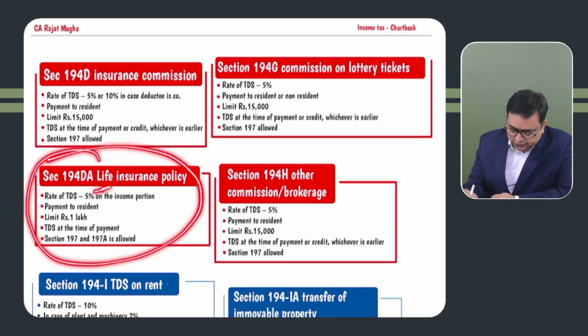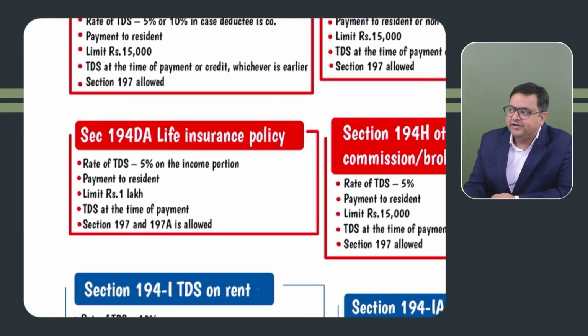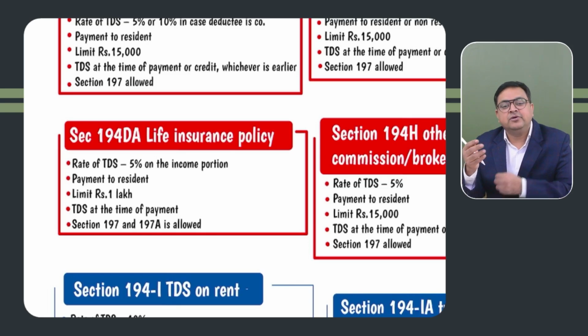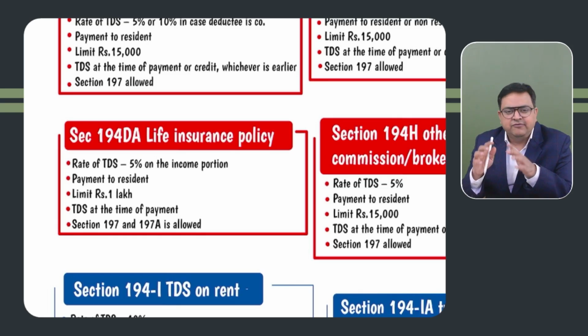194DA. This is also a bit important from examination point of view. 194DA. Whenever we will get life insurance policy amount on maturity. See, if life insurance policy amount which we are getting on maturity is exempt, then there will be no TDS. Got it? When it will be exempt, if it is not a high premium policy. We have already discussed what is a high premium policy. It depends on whether the percentage of the premium is more than 20%, 15%, or 10%, as the case may be. Generally 10%. So if it is a low premium policy, then there would be no TDS. But if it is a high premium policy, then TDS would be there. Correct? The TDS rate would be 5%.